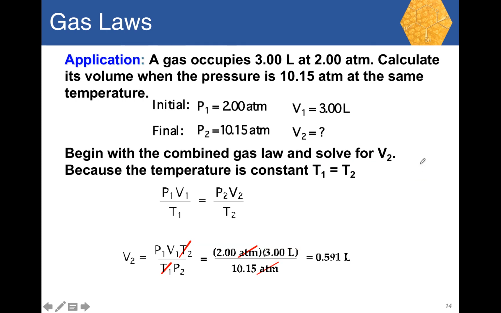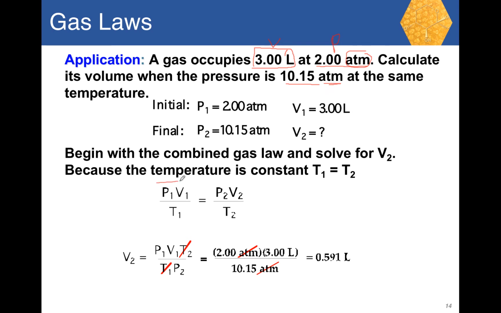So here we have a gas, 3 liters. So again, as you read your questions, you may want to just highlight the given. So we have here 3 liters. Notice liters here, so this is volume. At 2 atmospheres, notice again the unit is atmosphere, so that's pressure. And calculate its volume when the pressure changes to 10.5 atm. So that's pressure.